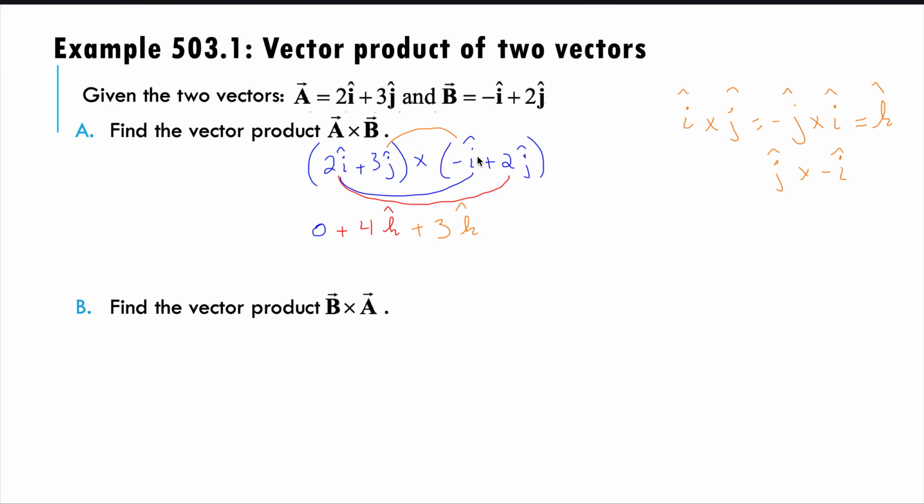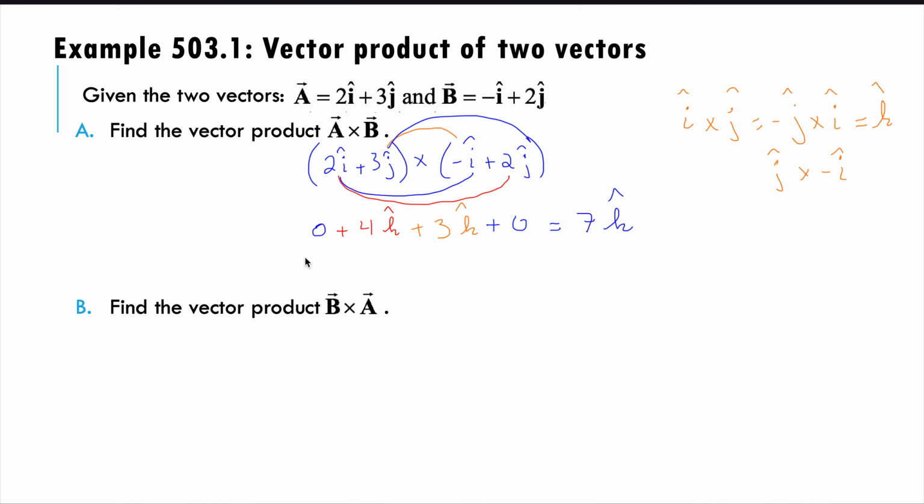And then finally, the last terms, we know that j cross j is 0. So we end up with 4k plus 3k, which gives us 7k.